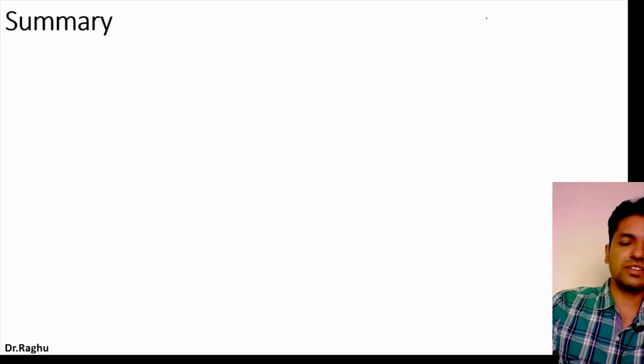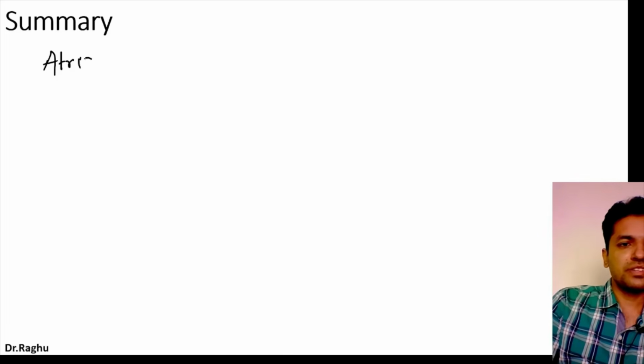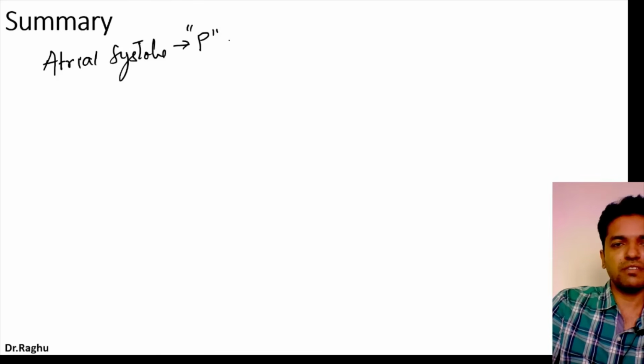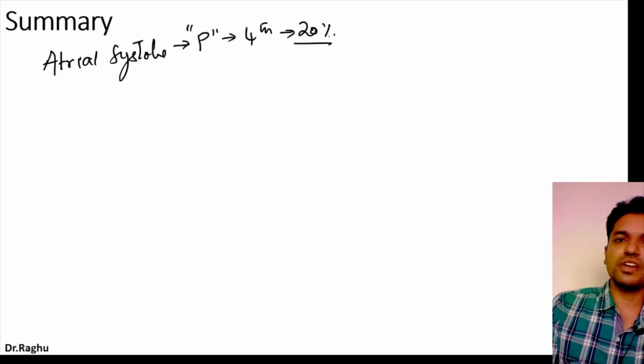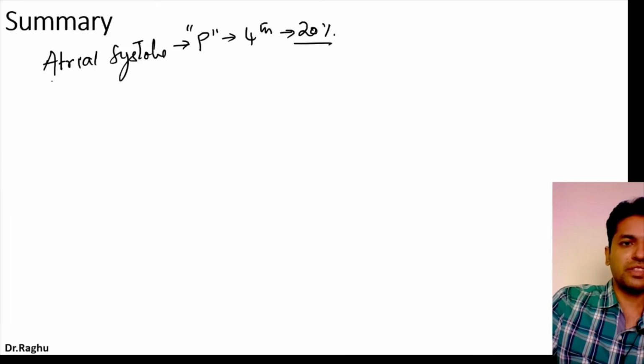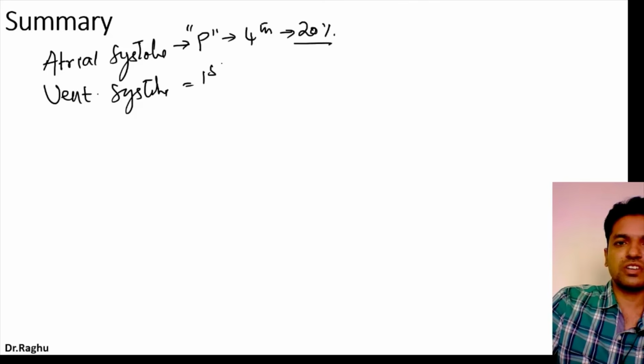So always remember, start writing the answer from the stage of atrial systole. In the atrial systole, remember there is P wave, remember there is fourth heart sound, remember 20% of the blood from the atria is pumped into the ventricles. Then come to the stage of ventricular systole. Coinciding with the ventricular systole is closure of the atrioventricular valves and appearance of the first heart sound.